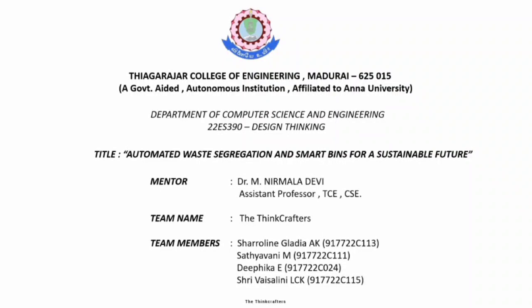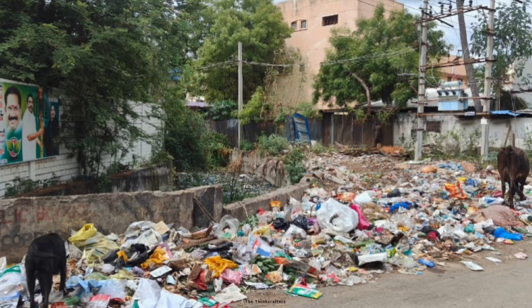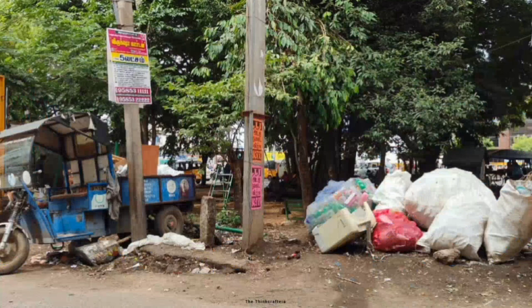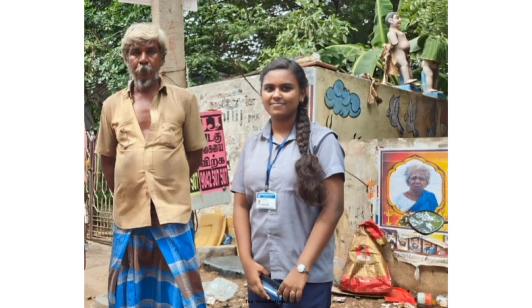In a world where waste management is a growing concern, our project, Automated Waste Segregation and Smart Bins for a Sustainable Future, emerges as a solution to an issue faced by janitors and society at large. Traditional waste sorting methods often pose challenges for janitors, who struggle with the meticulous and time-consuming task of segregating waste efficiently. Recognizing this challenge, we have developed a model that leverages image classification techniques to automate the segregation process.